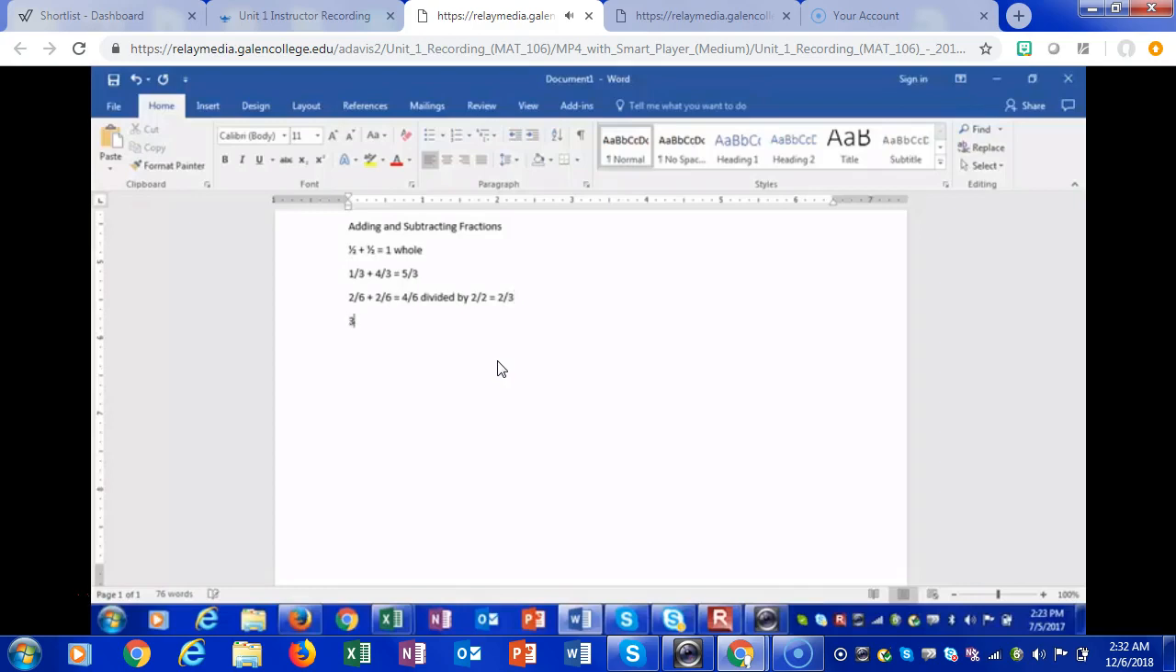Okay, let's keep going. 3/7 plus 1/7. Same denominator. Just add your numerators. So now you have 4/7.